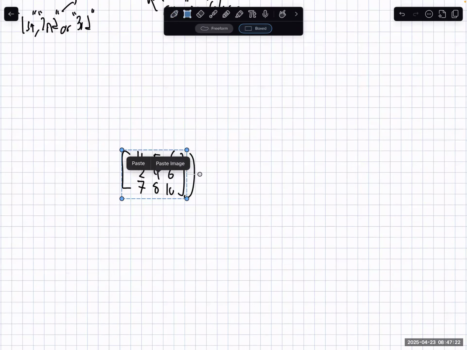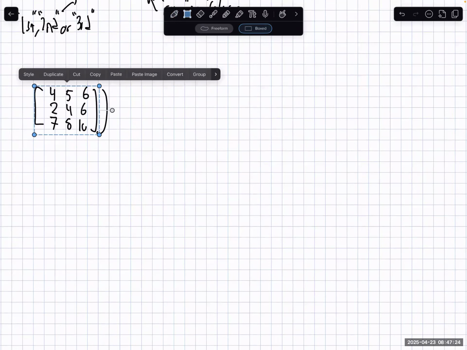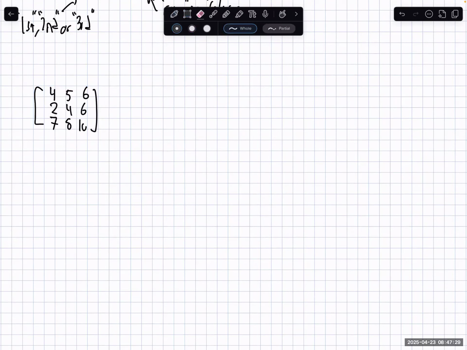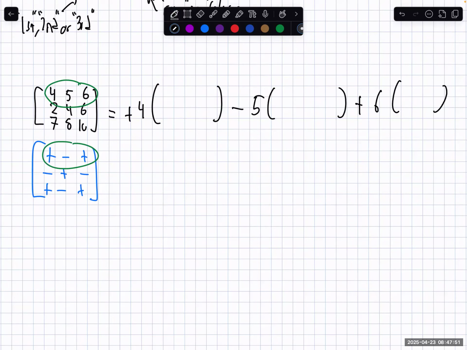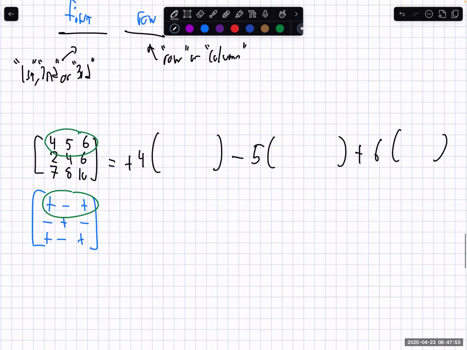And this is the matrix we looked at last time. Okay, so set up the checkerboard. We're doing first row. So this is going to be +4 times something, -5 times something, +6 times something.